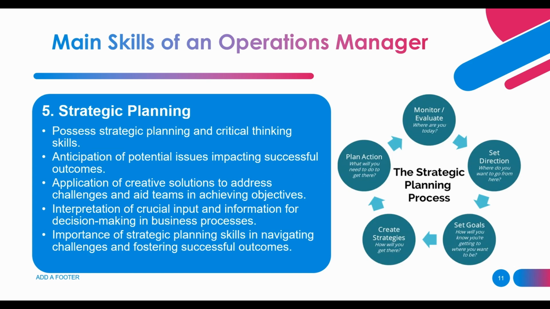Skill number 5, strategic planning. Possess strategic planning and critical thinking skills, anticipation of potential issues impacting successful outcome, application of creative solutions to address challenges and aid the team in achieving objectives, interpretation of crucial input and information for decision-making in business processes, and importance of strategic planning skill in navigating challenges and fostering successful outcomes.